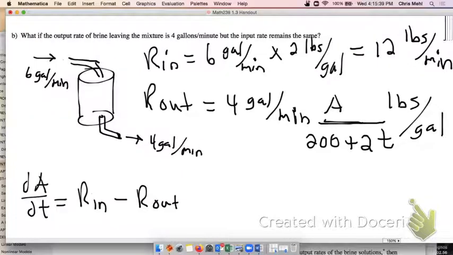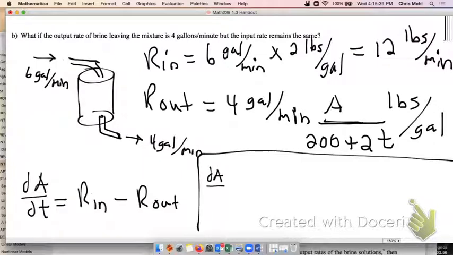So in this case, the differential equation dA/dt this time would be 12 minus 4A over 200 plus 2t. And that's a much more difficult differential equation to solve than the previous one.